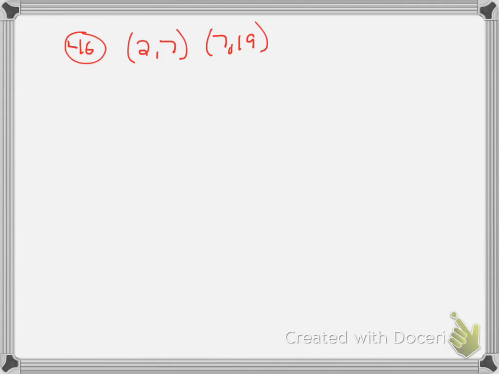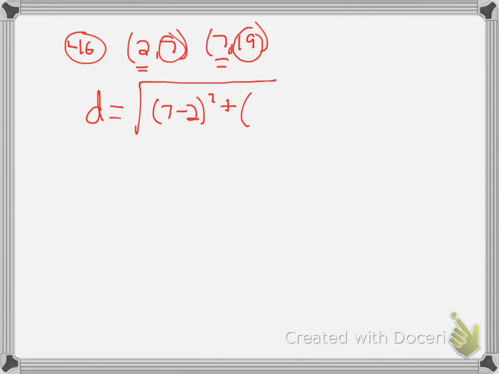On the next one, you're asked to find the distance between these 2 points. So your distance formula was on your formula sheet. So d, the distance, is equal to a big old square root. It's the square root of the x values, 7 and 2 subtracted, 7 minus 2 squared, plus the y's, that would be the 19 and the 7 subtracted and squared. So this ends up being the square root of 169, which is 13.